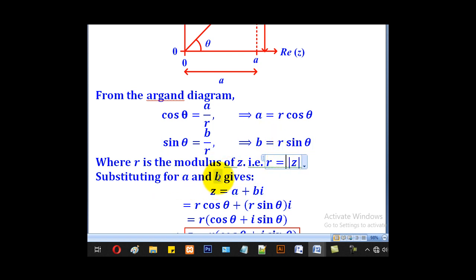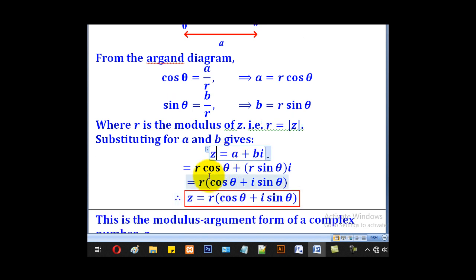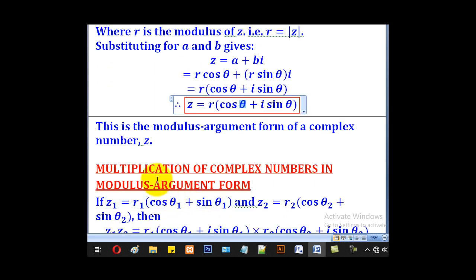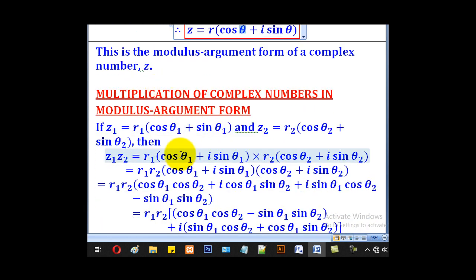Substituting for a and b in z, we come up with r cos theta plus r sin theta i. In that, r is common, so if we factorize it out, we come up with r (cos theta plus i sin theta) in brackets. So this is the Modulus-Argument form of a complex number. Modulus means magnitude, and argument means the angle, and we shall use that to come up with some formulas for multiplication and division arithmetic.